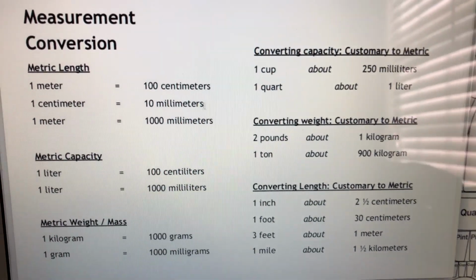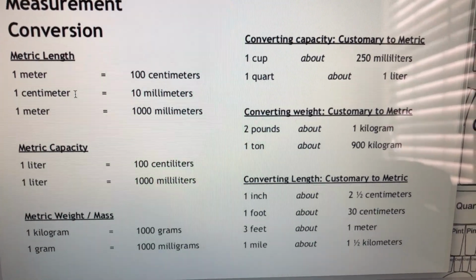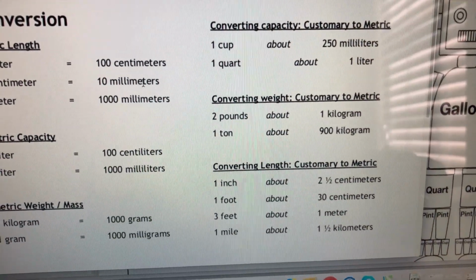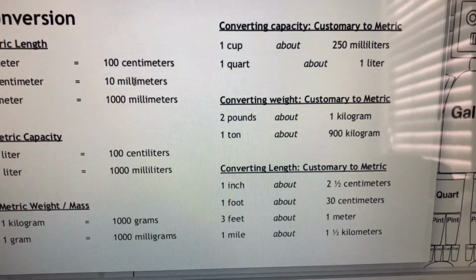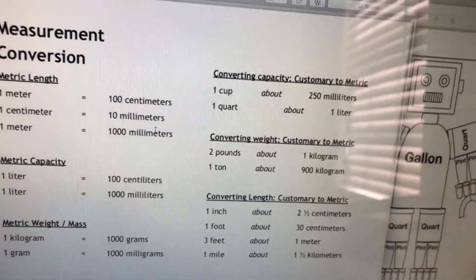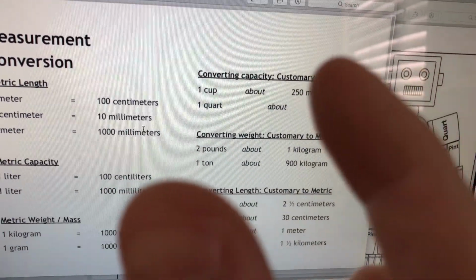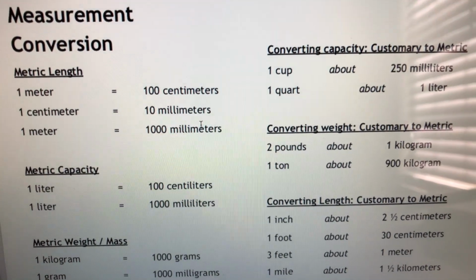I'll start with metric. And for length, we have meters, centimeters, and millimeters. Millimeters are extremely tiny, just 10 millimeters in 1 centimeter. A centimeter is not much bigger, only about that much for a centimeter. 100 centimeters equals 1 meter.